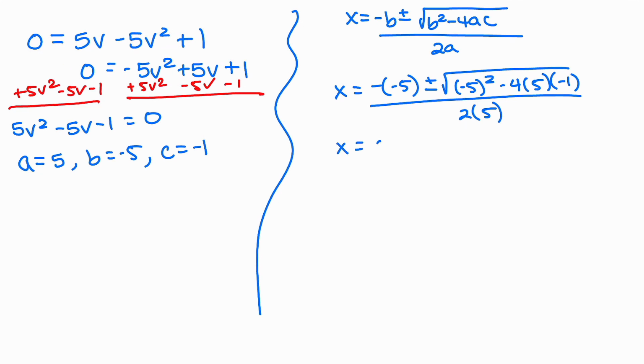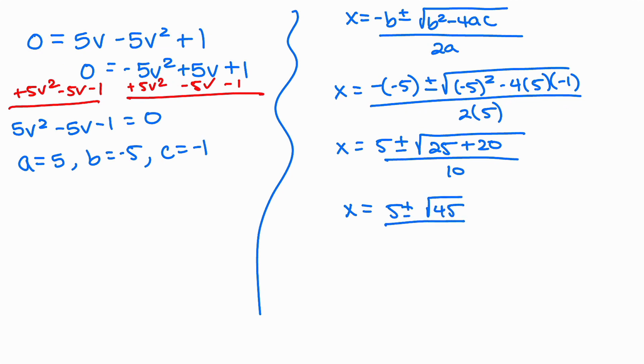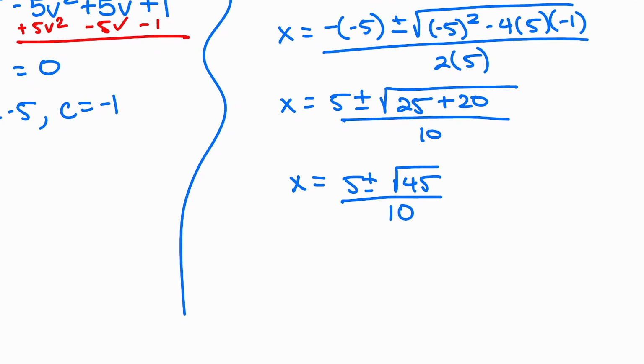Okay, so then this becomes 5 plus or minus the square root of, negative 5 times negative 5 is a positive 25. I see that there are two negatives here, and so that's going to turn this into a positive, so I'm actually going to be adding. And then 4 times 5 times 1 becomes 20, all over 10. That's x equals 5 plus or minus the square root of 45 divided by 10. Now, this looks like it would be a perfect answer, but remember, if you can simplify your radicals, you really should. So let me go ahead and simplify the radical.